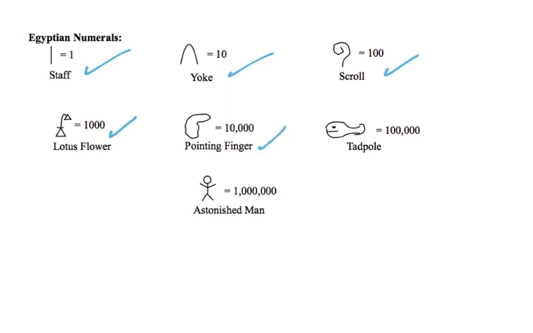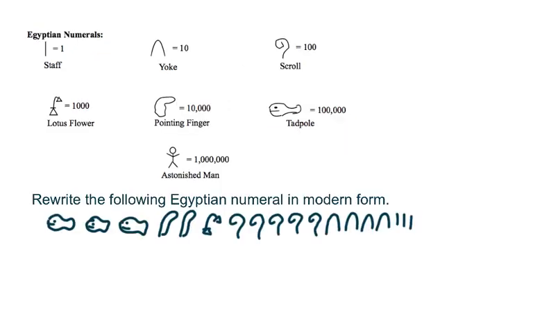This is a pointing finger, and that represents 10,000. And this is a tadpole, or maybe a fish, or I've even heard it called a pollywog, and that represents 100,000. And I think my personal favorite is the symbol for 1,000,000, which is an astonished man. I guess he won the lottery and he's pretty astonished. So how does this work?